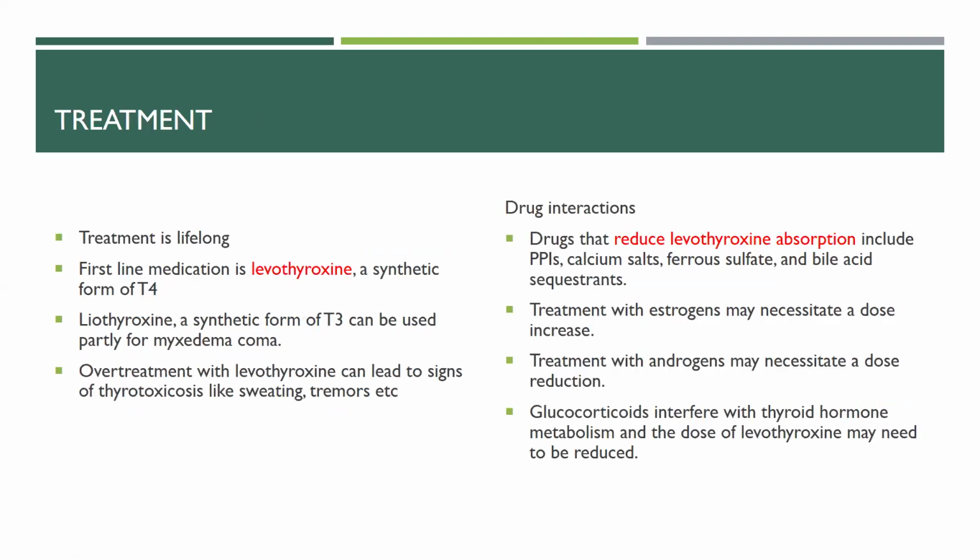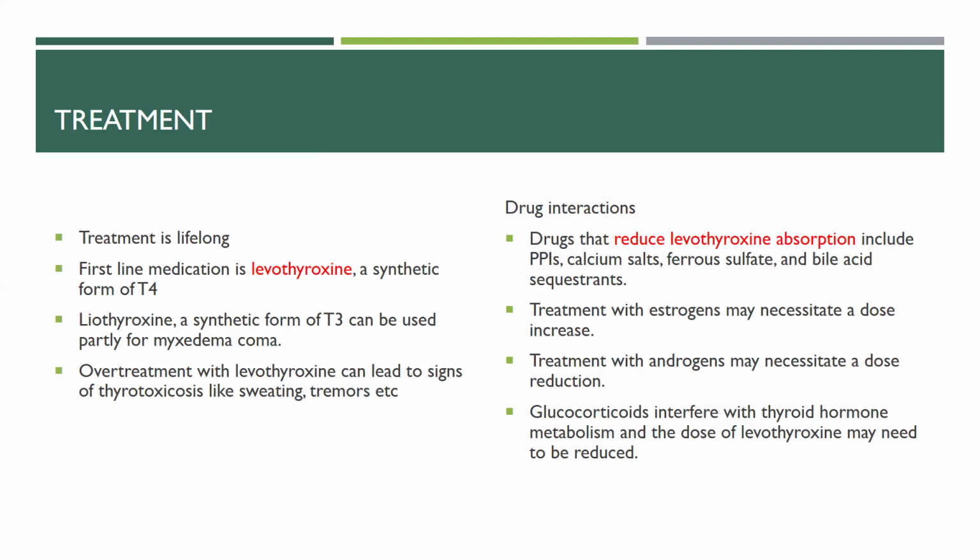Okay. So treatment. Hypothyroidism is a very big condition, which is why treatment is lifelong. All right. The first line medication is levothyroxine. There's someone who mentioned that drug here. Yeah, thank you. Now you can see it here. The first line medication is that, a synthetic form of T4. Then you can also have liothyroxine, which is a synthetic form of T3. But that's used for myxedema coma, the complication which I will explain later on.